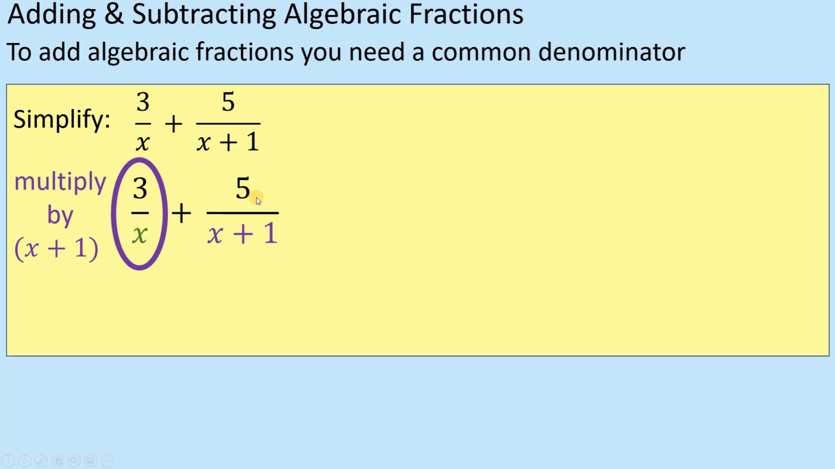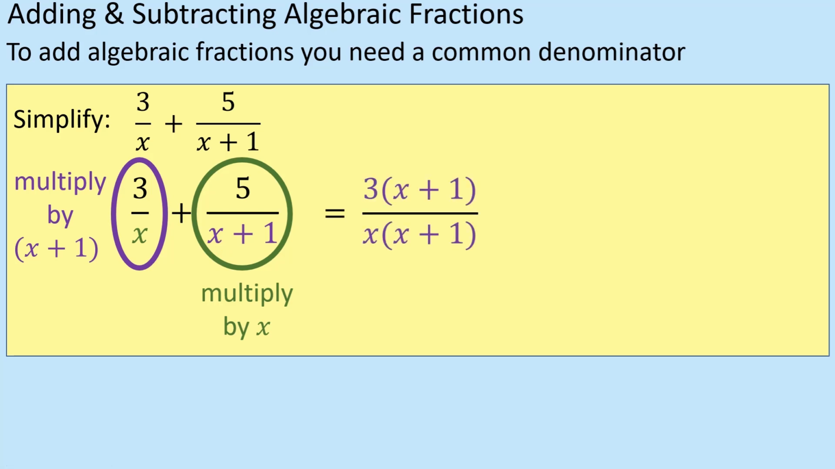Then I'm going to do something very similar to this fraction over here. But rather than times it by x plus 1, I'm going to times it by the denominator of the other one, which is the x. I'll write that one down so you can see it. So I'm going to multiply it by x. That's our first step: we're going to try and get a common denominator, that times that, so that we can add them properly.